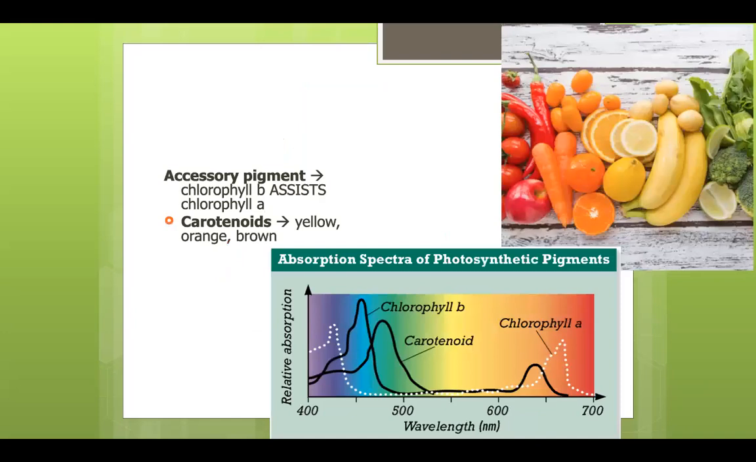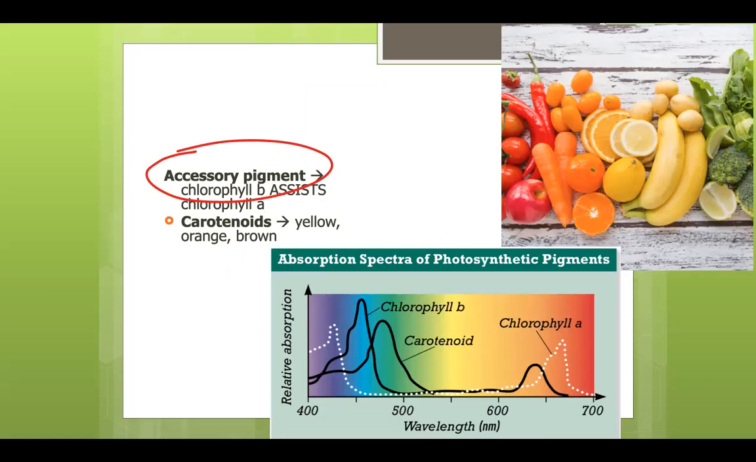Now we also have carotenoids. Now carotenoids, along with chlorophyll B, are called accessory pigments because they are an accessory. Chlorophyll A is the main pigment in plants, but chlorophyll B and the carotenoids are accessories. So they help to absorb more wavelengths of light. Carotenoids are pigments that are going to appear yellow, orange, and brown because they're going to reflect those colors.